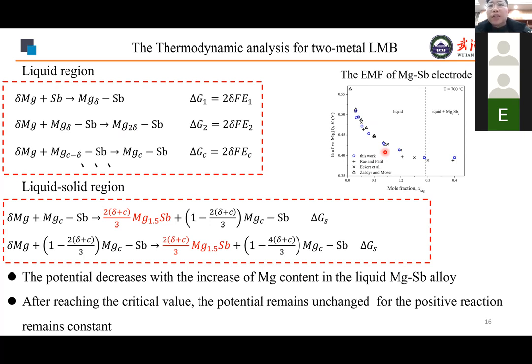After the magnesium content reaches the critical value, the potential remains unchanged because the subsequent reaction is the formation of magnesium antimonide, which is the solid phase. The same reaction gives the same Gibbs free energy, which leads to a stable potential range.